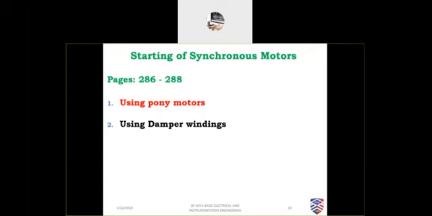Then it starts running as a synchronous motor. The third one is a squirrel cage, now it is a slip ring. Start as a slip ring motor. Take some windings and keep it through the slip ring. Use a rheostat, connect the rheostat, and supply some currents through it. See that it is running as a slip ring induction motor. Once it has attained the speed, then you can remove the prime mover.